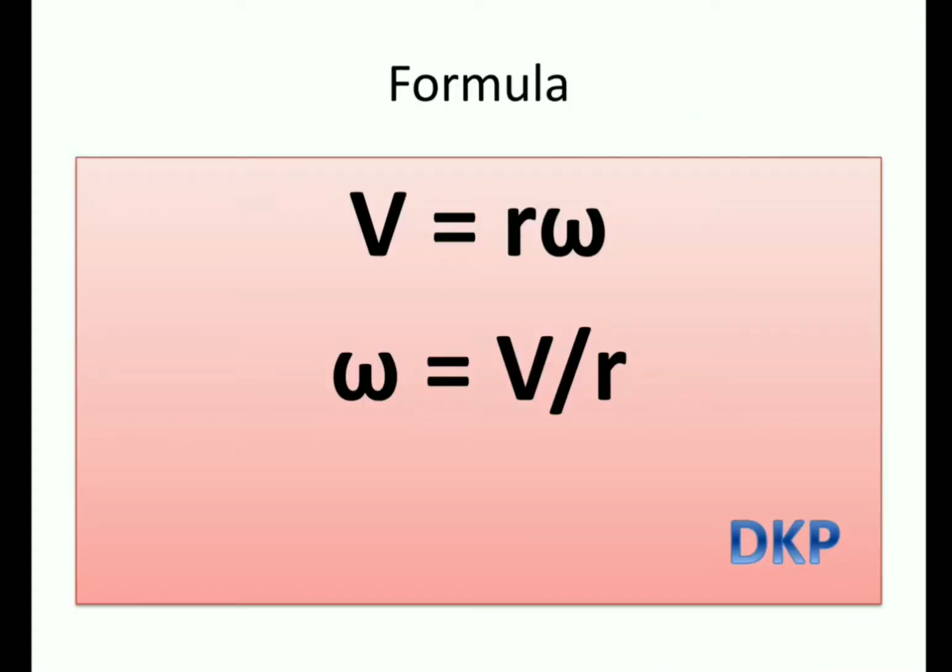What are the formulas involved in this chapter? The formulas involved in this chapter are V equals R omega, or omega equals V by R. We have studied this formula in circular motion in 11th standard. So this formula is going to help us find the motion analysis of rigid bodies.